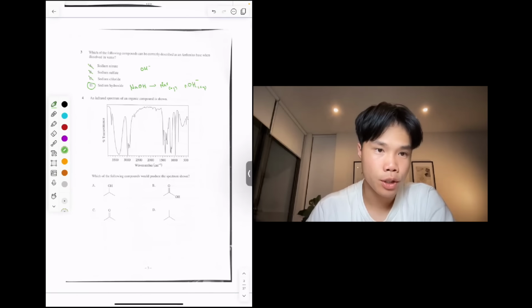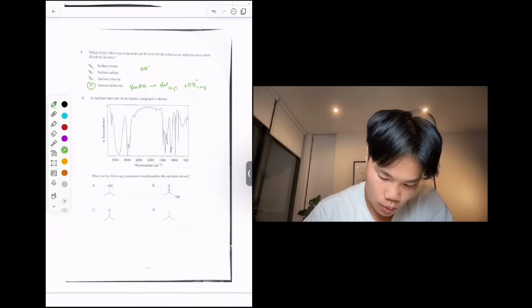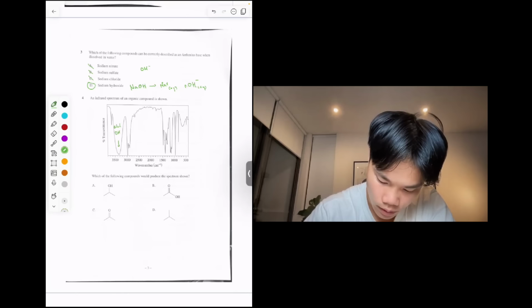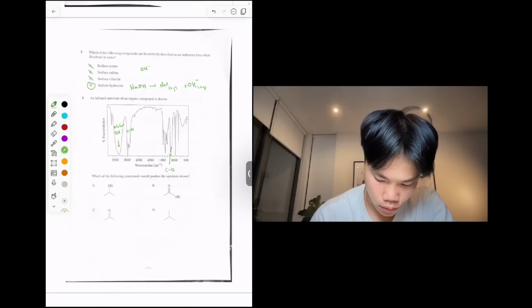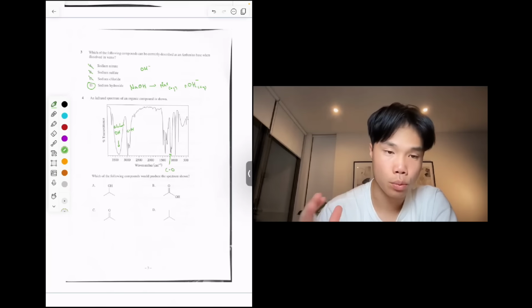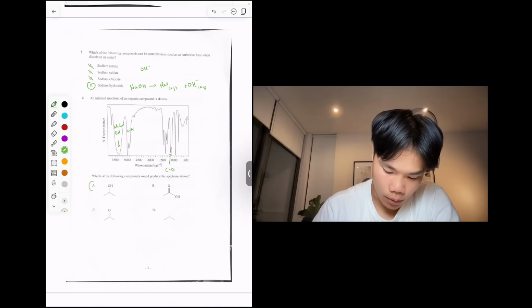Question four, the infrared spectrum of an organic compound is shown. You've got a deep, broad trough around 3,350. This is your OH from an alcohol. You've got a CH, you've got some miscellaneous signals at the bottom. This one could potentially be a CO. We don't really know, but we just say it could possibly be that. Of the options, the only one that therefore makes sense is the alcohol.